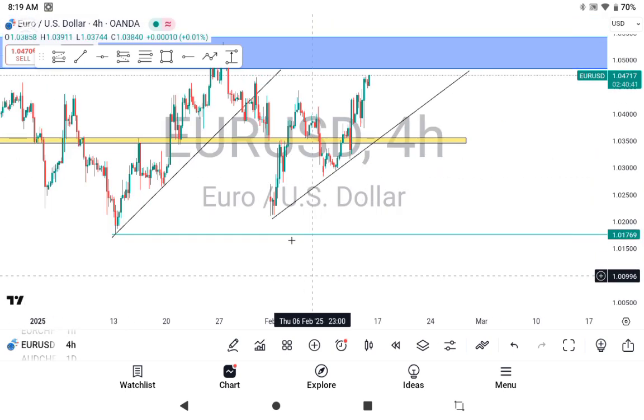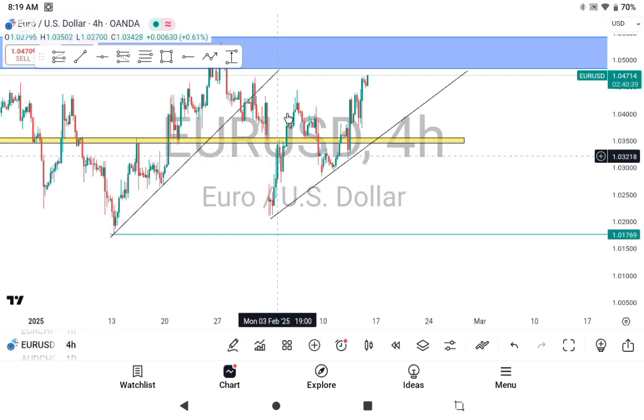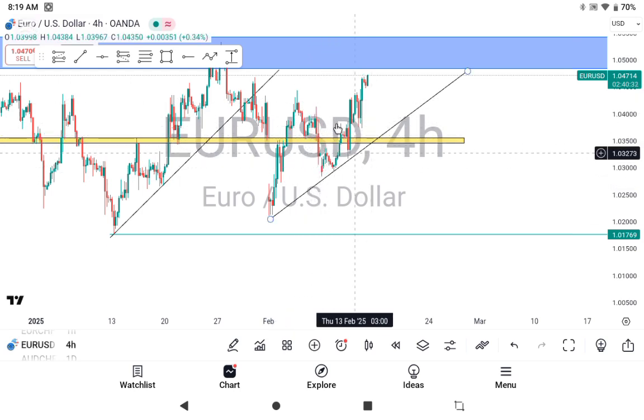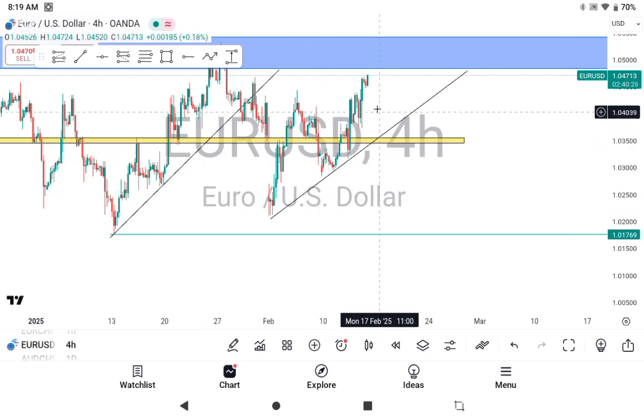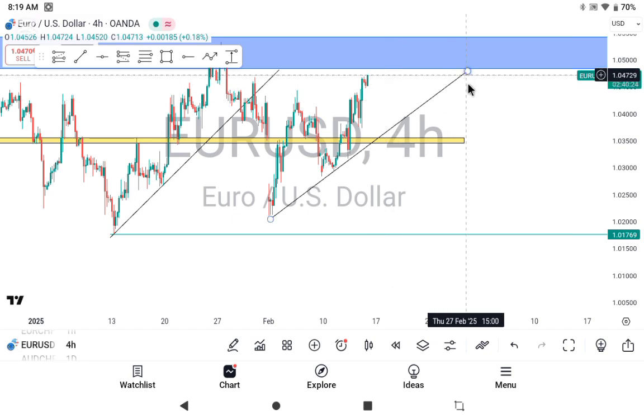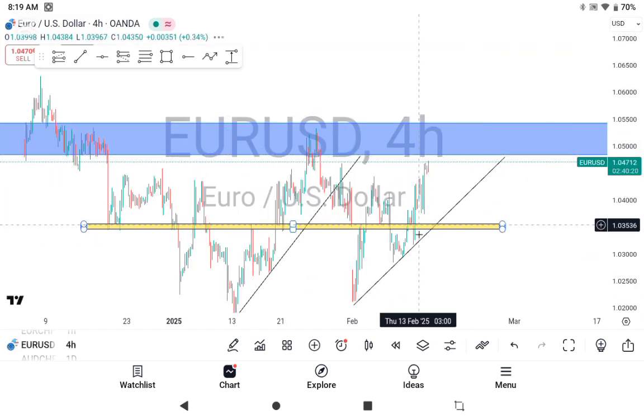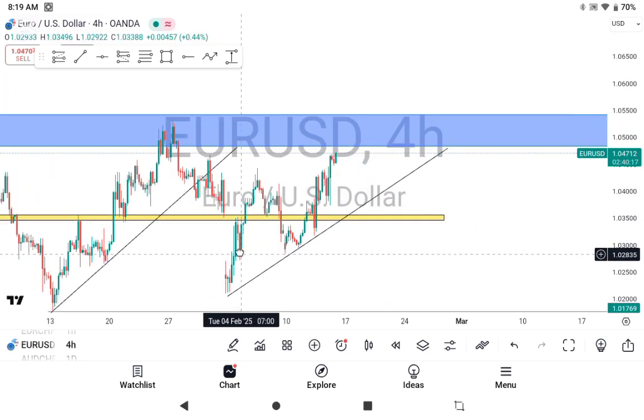What it did was break above this yellow bar right here, closed above it, tested it, and pushed up, but it was unable to continue pushing to that side. And presently, EURUSD is giving us another setup again.